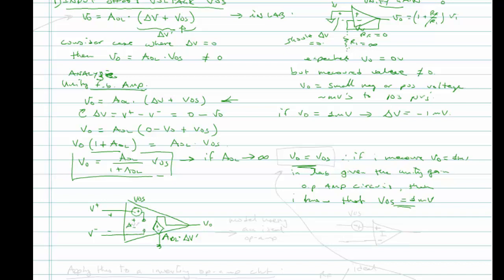And now this internal voltage here is actually delta V prime. Okay, so that's my model.